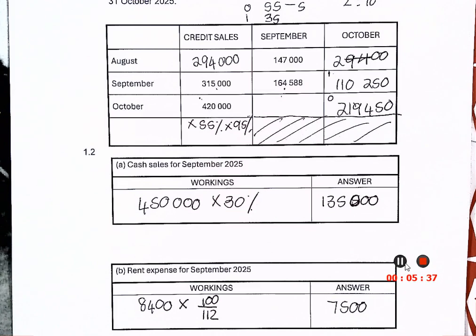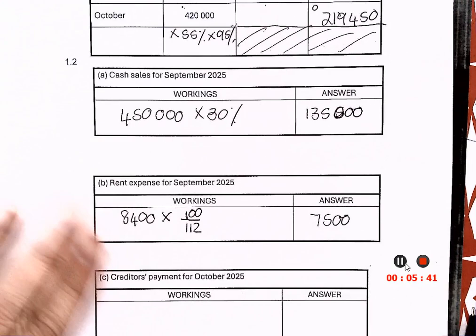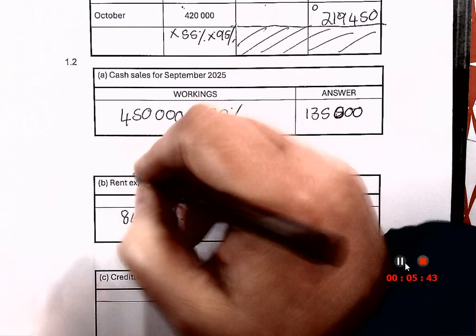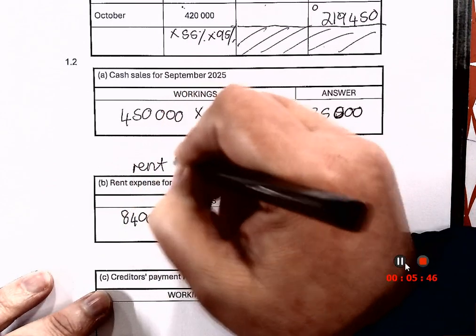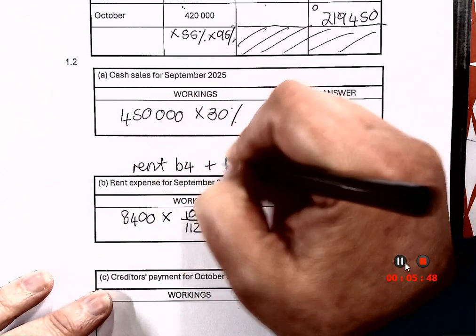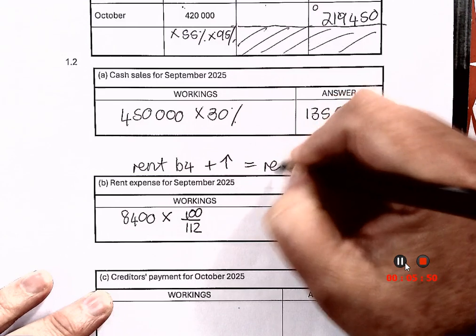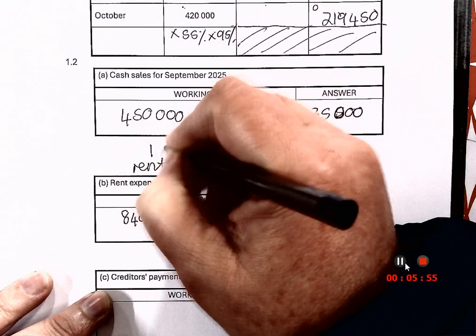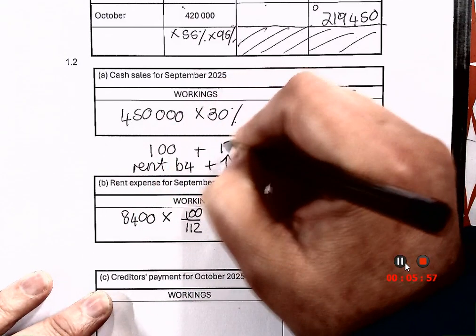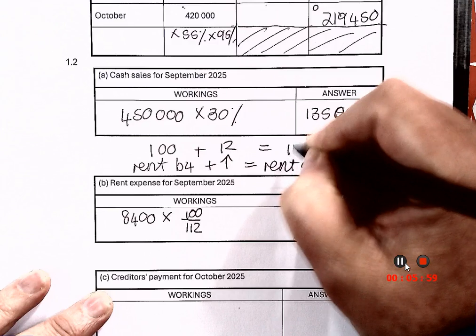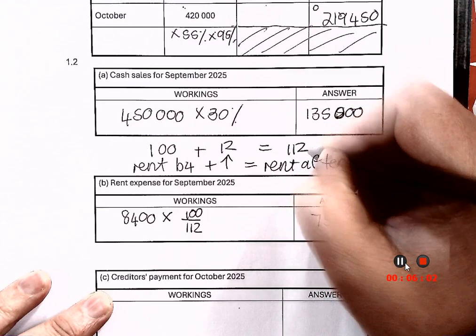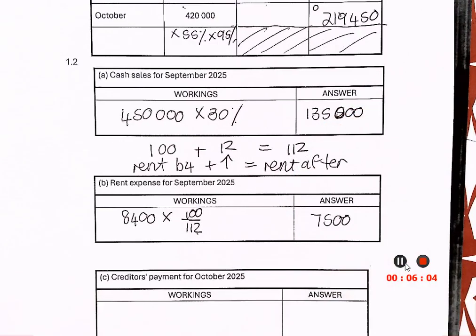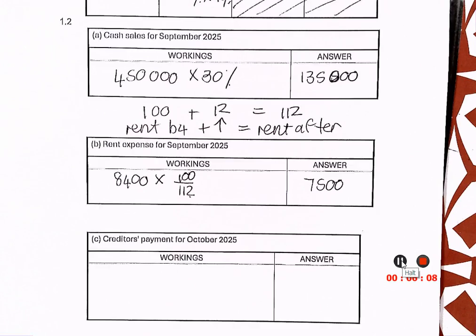Let me quickly show you. If you look at this, it is the rent before the increase, plus the increase gives me the rent after the increase, right? Before is 100%. The increase is 12. So after is 112. I did it the other way, minus 12. No. So let's look.